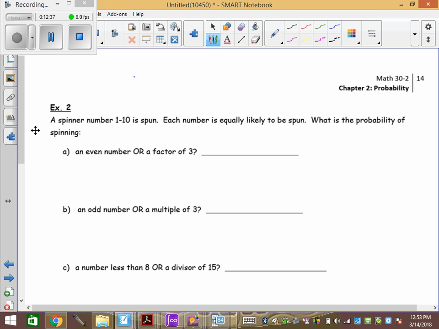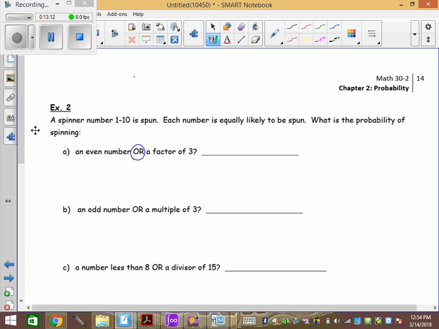So we have to decide first, when we have OR, which of these formulas uses OR? The top two with the U's or the bottom two with the A's? The top two with the U's, because the U means OR, right? So in order to figure any of these out, I have to decide, because I want to use one of these formulas to do this, is it mutually exclusive or not? Why?